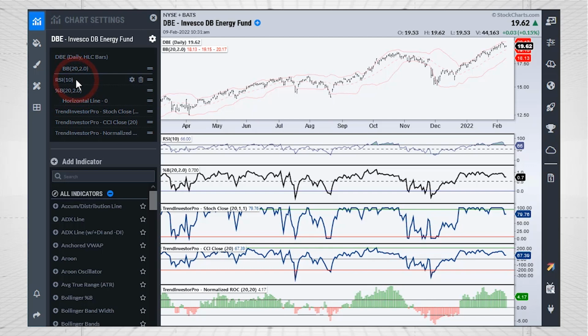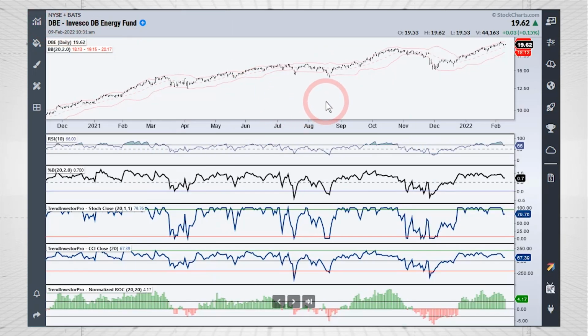We've got RSI 10 period. We've also got StochClose, which is the stochastic oscillator based on closing prices. We've got the commodity channel index based on closing prices, and normalized ROC, the rate of change. What that indicator does is you take the 20 period absolute change in prices and divide it by the 20-day average true range. That normalizes it, and that means you can compare it against other ETFs or stocks, if you will.